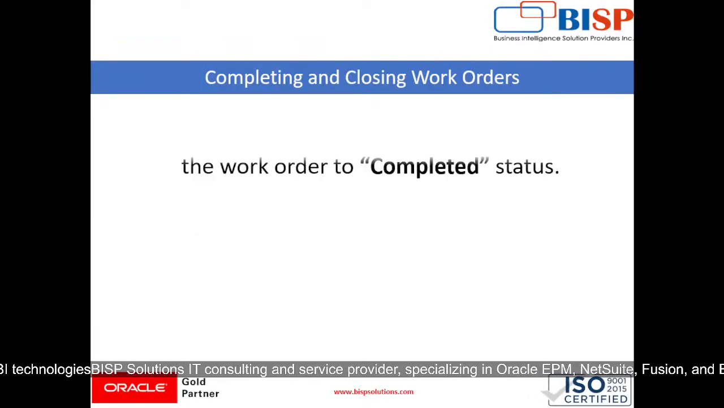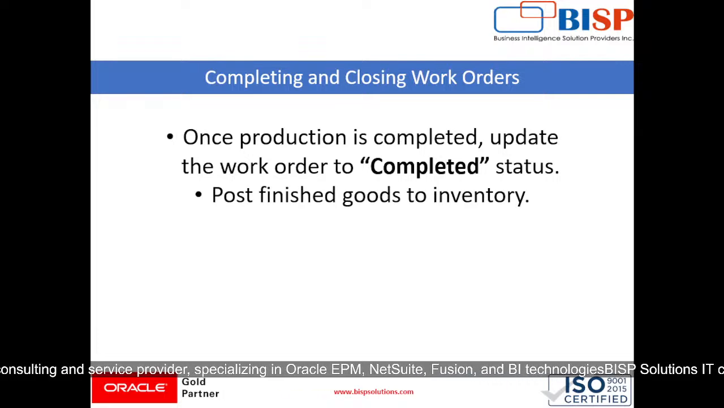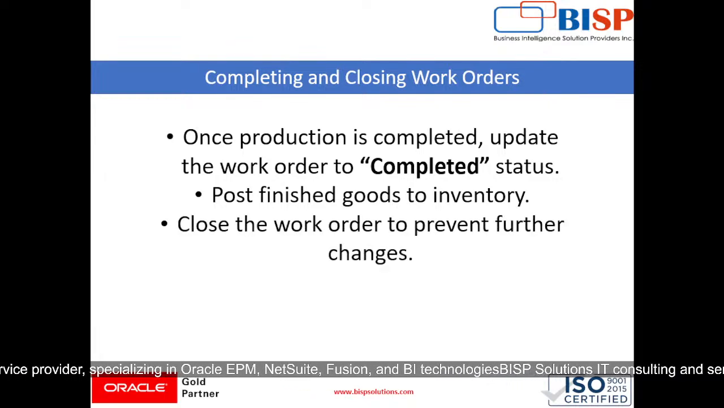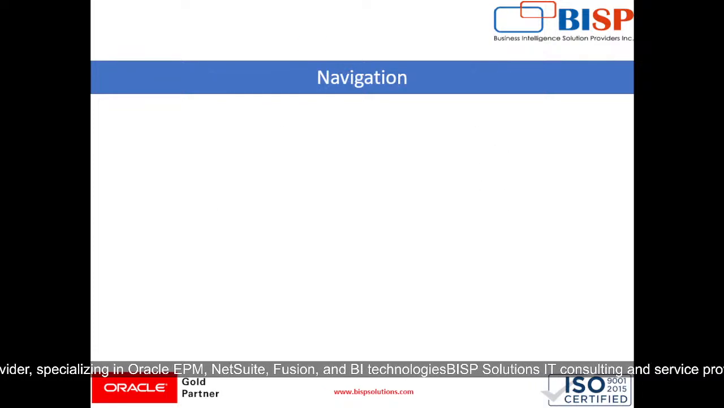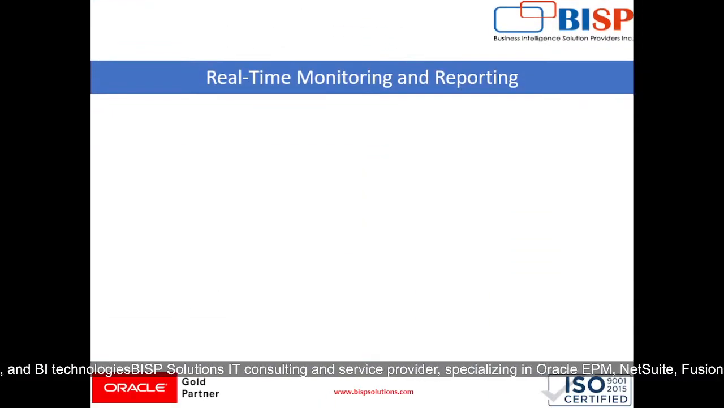Then completing and closing work orders. Once production is completed, updating the work order to completed status is done. Then post finished goods to inventory, then close the work order to prevent further changes. For that, we have to navigate through transactions. Under transactions, manufacturing is there. Under manufacturing, work order completion is there. Under that, we can create a new one.